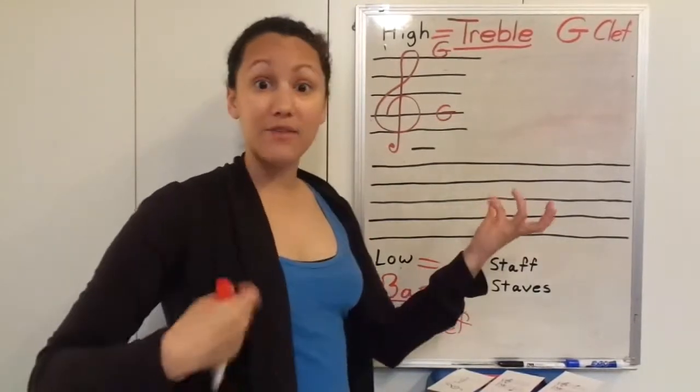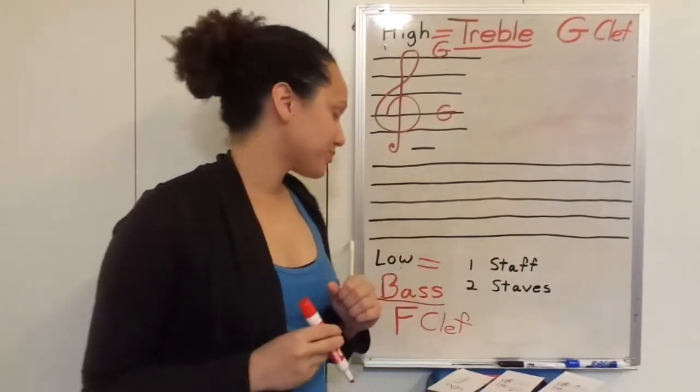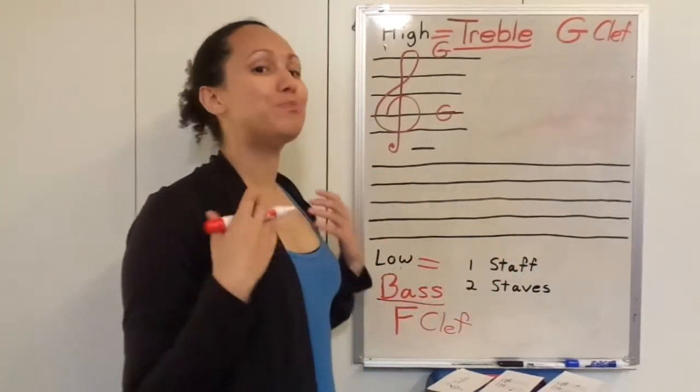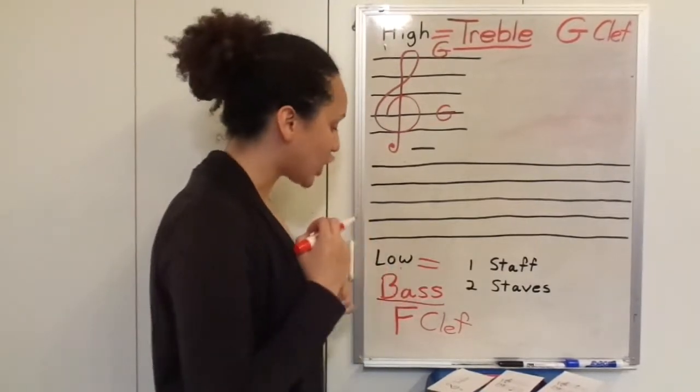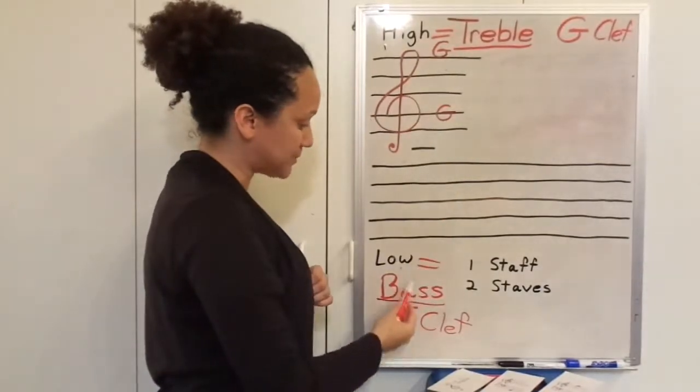Or you can also have an electric bass. Same thing, it means low. And some singers are also called basses as well. It means low. So treble means high, and bass means low.